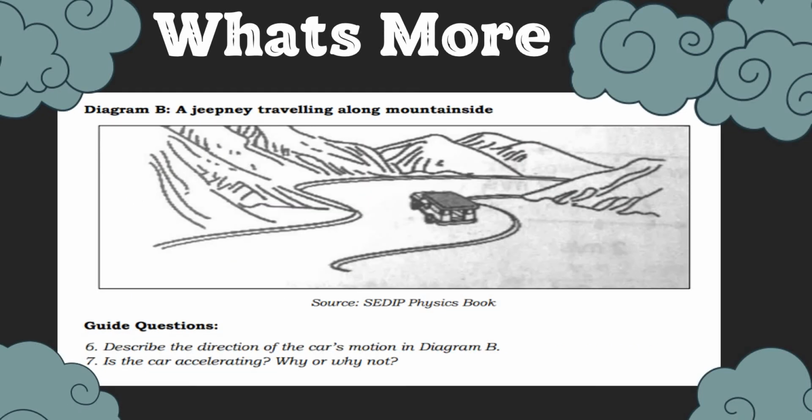Let's have diagram B, a jeepney traveling along a mountainside. So, let's have these guide questions. Describe the direction of the car's motion in diagram B. The car moves in a zigzag motion. Is the car accelerating? Why or why not? Yes, it's accelerating. There is a change in position from one place to another with respect to time.